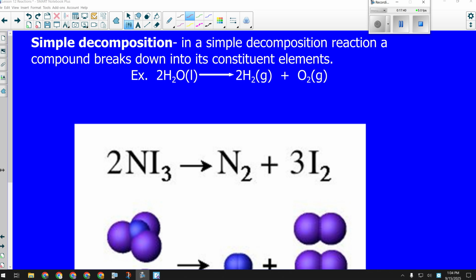Is this reaction balanced? How many hydrogen do I have here? 2 times 2 is 4. Do I have 4 here? Yes. How many oxygen here? 2. How many over there? 2. All right, then we're good, it's balanced. Making sense? Okay, same thing here with nitrogen triiodide.